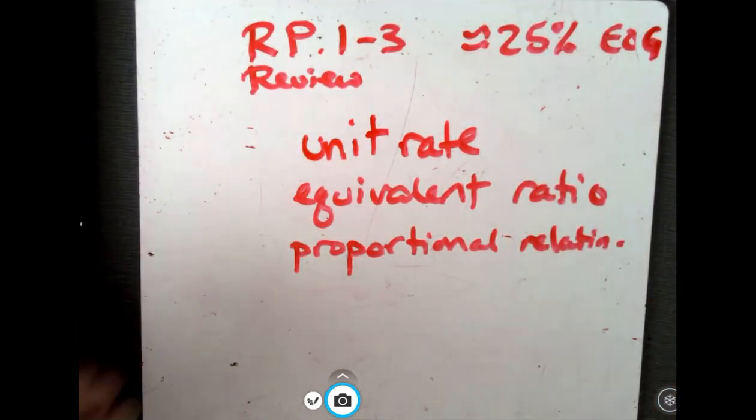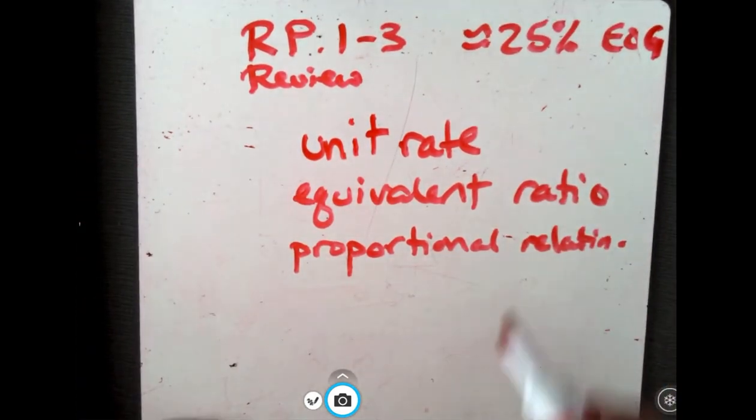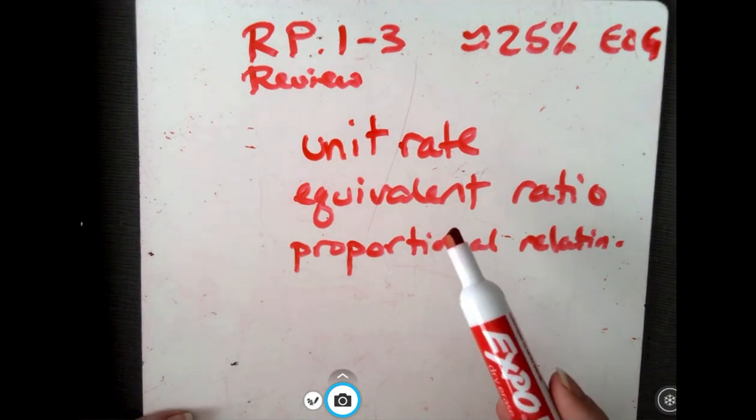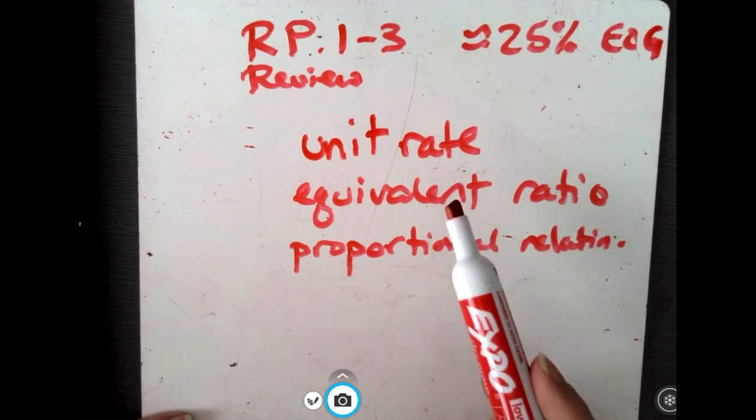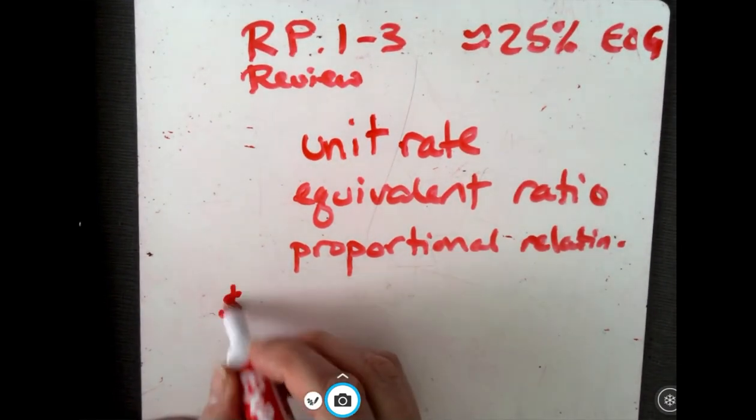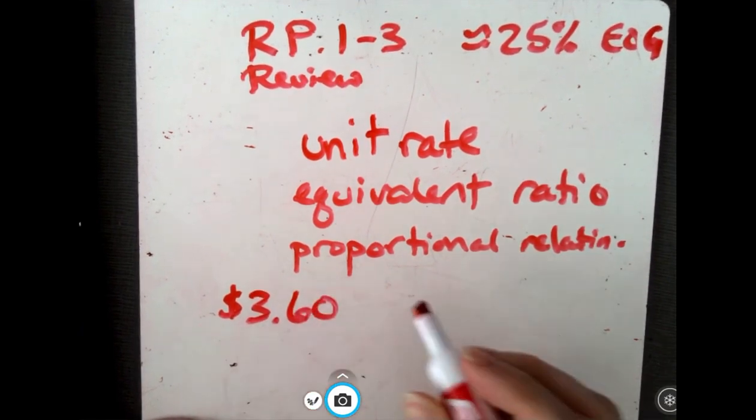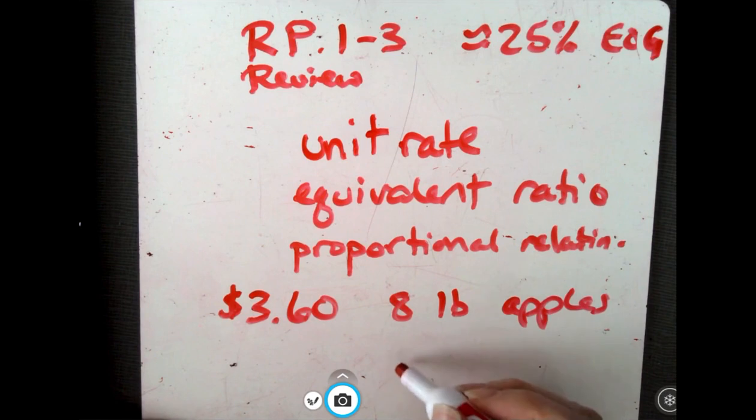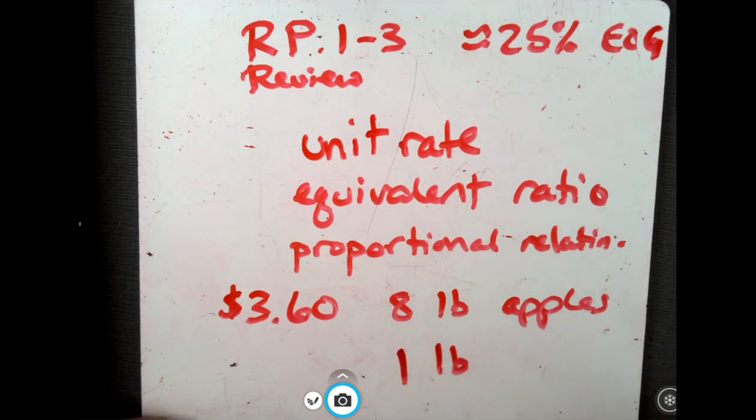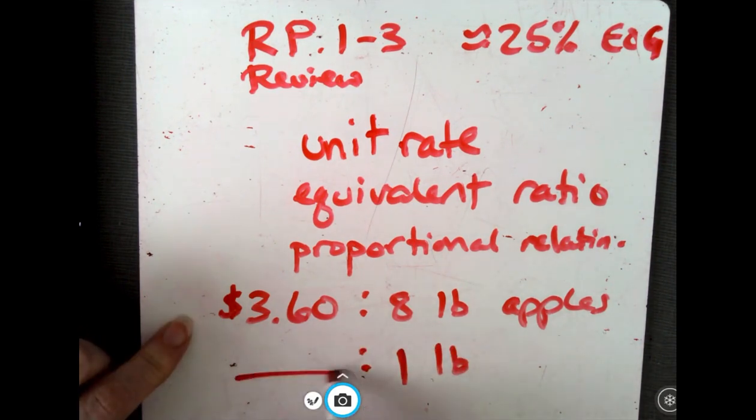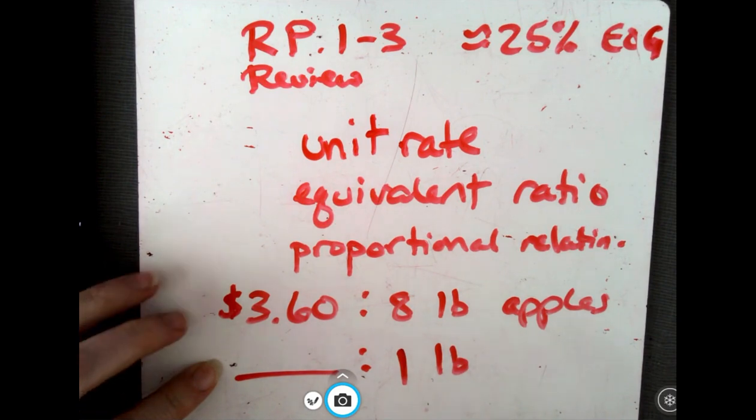Okay. So let's talk about unit rate and equivalent ratios together. A unit rate is a special kind of rate where one of the quantities is 1. Now, a unit rate is also an equivalent ratio, because let's say I tell you that $3.60 will buy you 8 pounds of apples, but I want to know how much for 1 pound of apples. So I've given you a ratio here of 360 to 8 pounds. And I'm asking you to find what 1 pound is.